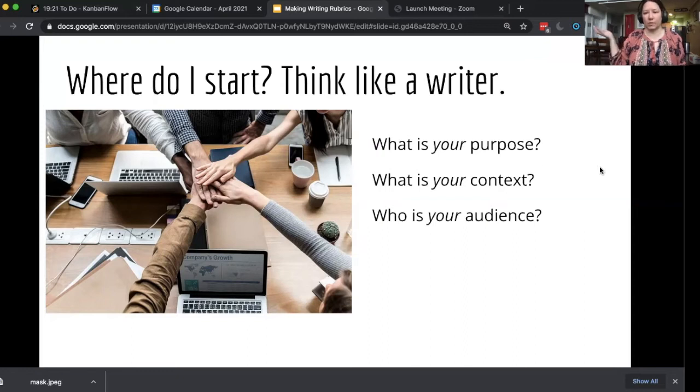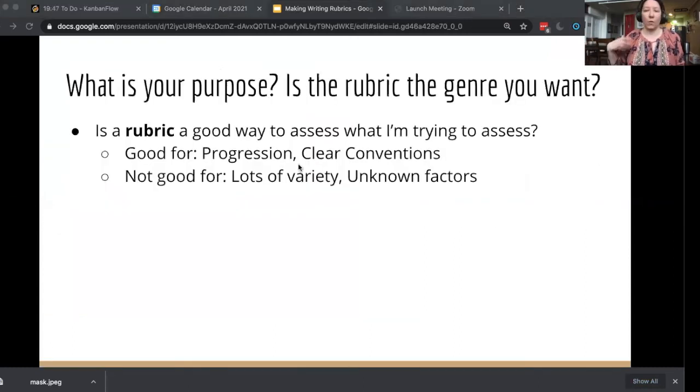What's your purpose? What's your context? Who's your audience? These are our three big questions. So first of all, what is your purpose? Is the rubric even the genre that you want to use? So the rubric is just one grading tool.